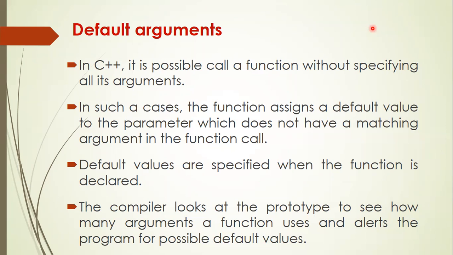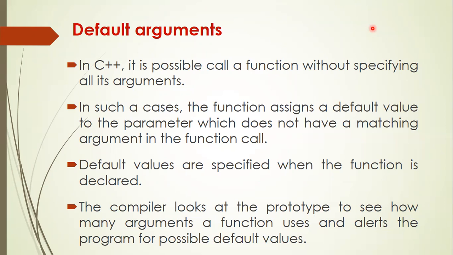Whenever you call a function with fewer arguments, for example the prototype says the function needs two arguments but you call it with only one, one argument is missing. In such a case, the function assigns a default value to the missing argument. Suppose the function arguments are a and b, and the prototype says float f(int, int). When you call the function like c = f(a, b), no problem, because the prototype also says there are two arguments and you are calling with two arguments.